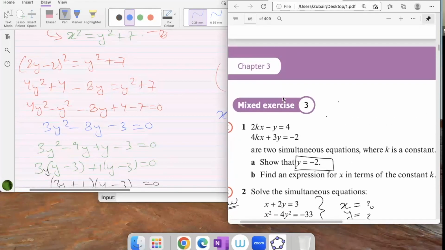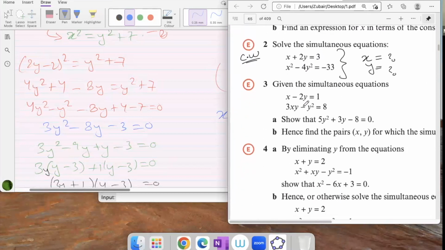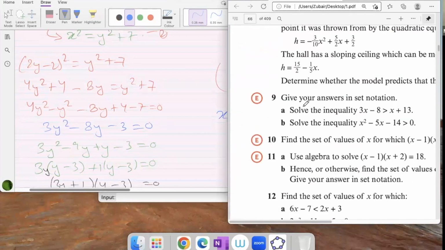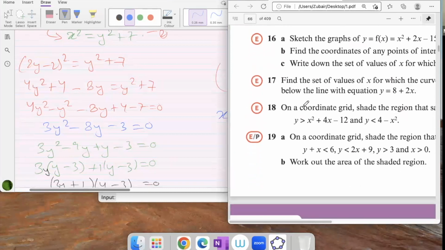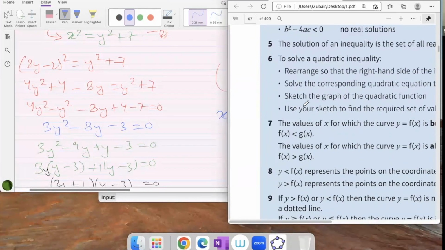Please practice this mixed exercise. Inequalities are there, simultaneous equations are there, lesser than, greater than, and discriminant. This is the summary of chapter 3, and tomorrow we'll start with chapter 4 after discussing any problems you face.